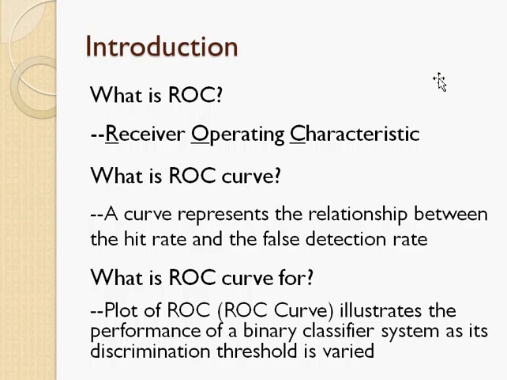Let me start with the introduction. So basically, what is the ROC curve? ROC represents the receiver operating characteristics. And what is the ROC curve? That is the curve represents the relationship between the hit rate and the false detection rate. And how to use ROC curve? The plot of ROC curve illustrates the performance of a binary classifier system as its discrimination threshold is varied.